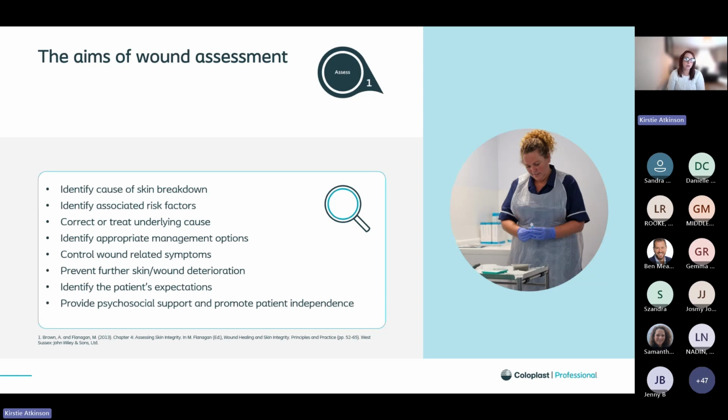And it's really important to provide psychosocial support, especially with patients that have had wounds that are quite chronic and hard to heal, and they've had them for a long time, because it really could be impacting their quality of life and also their mental health.